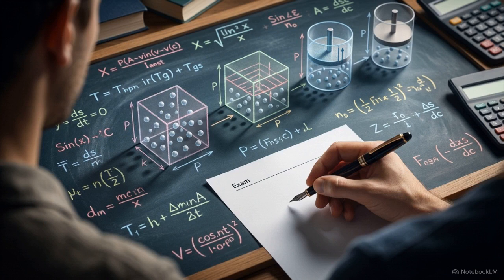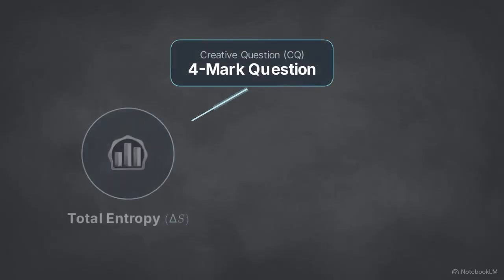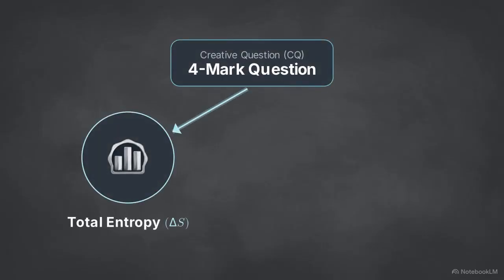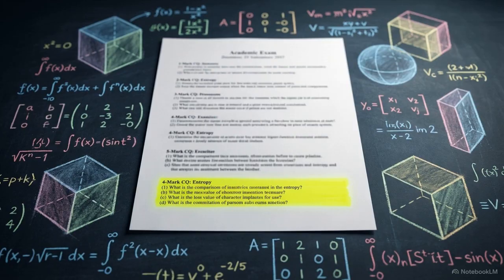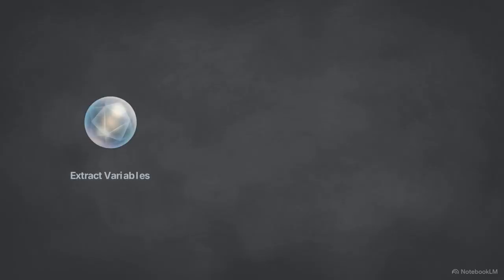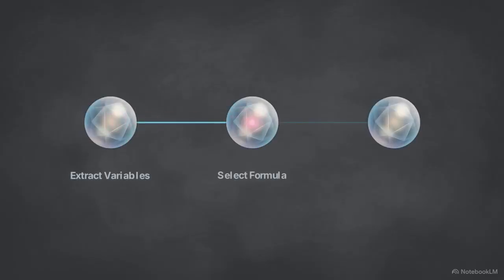The final 4-mark creative question in Chapter 1 typically focuses on 2 specific tasks: calculating the total entropy of a system or determining whether a physical process is reversible. We can resolve these complex problems using a structured mathematical framework. By following this sequence, you can consistently arrive at the correct net entropy change.